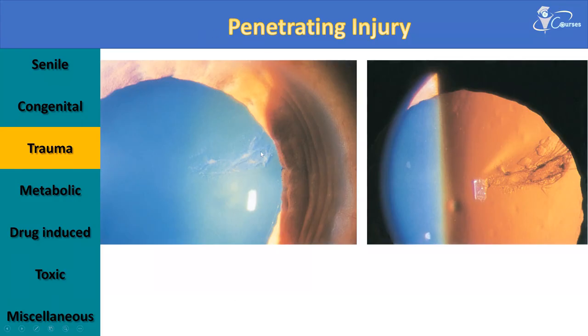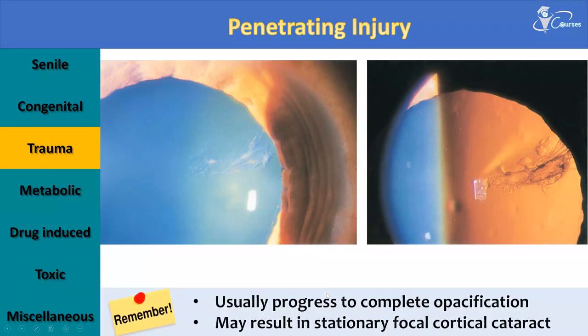So penetrating injury to the lens can progress to involve opacification of the whole lens, but on some occasions, if it is small and localized, it can cause a local cortical cataract, and it becomes stationary. So it usually progresses to complete opacification, but may result in a stationary focal cortical cataract.